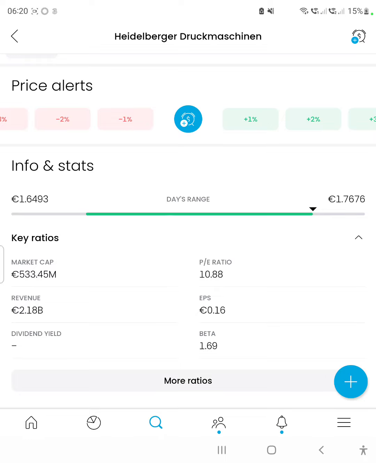This is going to be episode 15 in our German industrial stock analysis videos, and without further ado, we're going to start off with the key ratios.